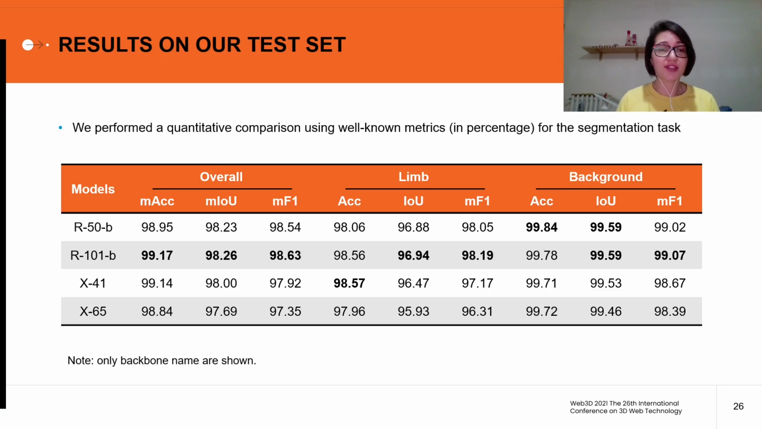We performed a first test using our test set, a quantitative comparison using well-known metrics shown in percentage: accuracy, intersection over union, and mean F1 score. In the case of the overall evaluation, we performed an average over classes, and in the case of classes, we used accuracy, intersection over union, and mean F1 score. The obtained values show excellent results for all trained networks. The worst model diverges by a limited quantity, 1 or 2%, with respect to the best model.